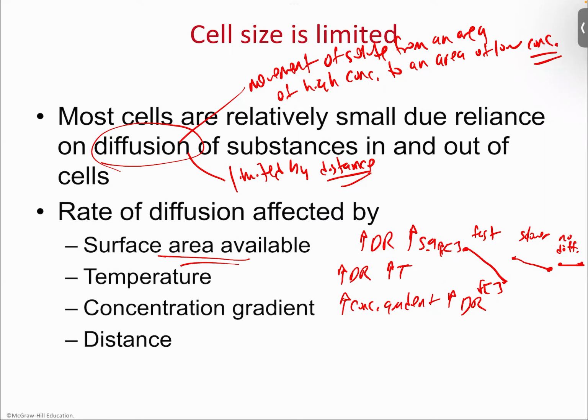The other one, of course, is distance, and this is the big one, right? So basically, your diffusion rate will decrease with an increase in distance, and that's your big negative, right? That basically means it requires you to be small.